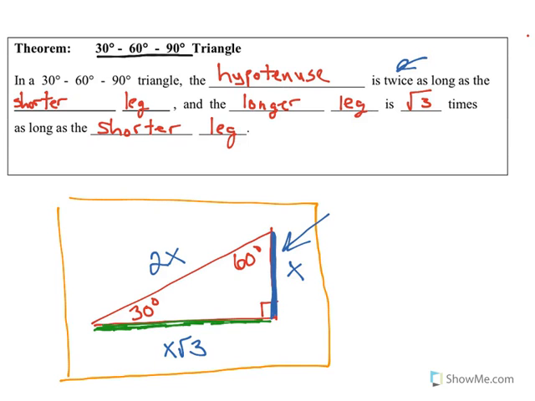And if you know that, you're going to multiply by 2 to get to the hypotenuse. So you would multiply by 2 to get to the hypotenuse, or you would multiply by radical 3 to get to that longer leg.